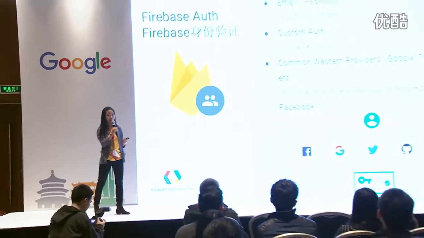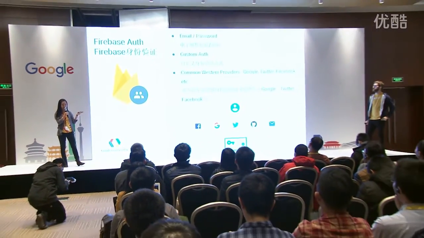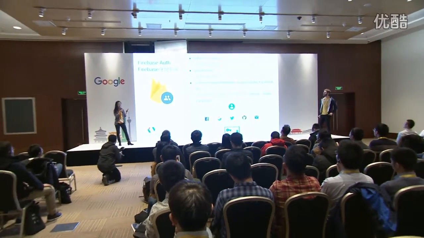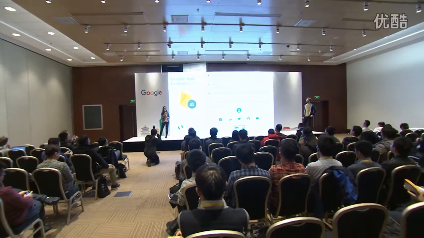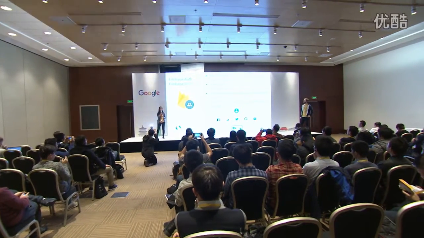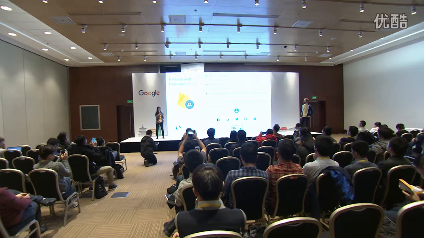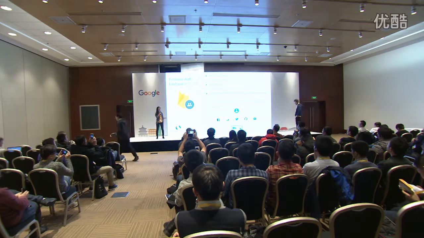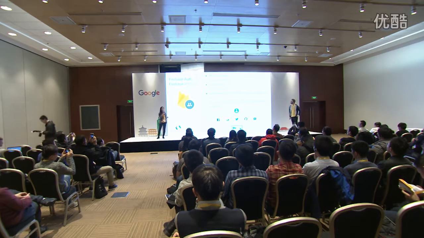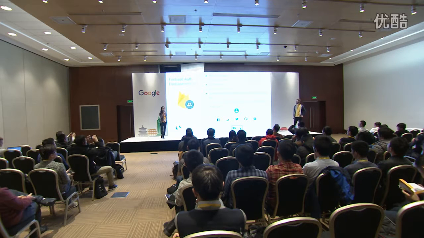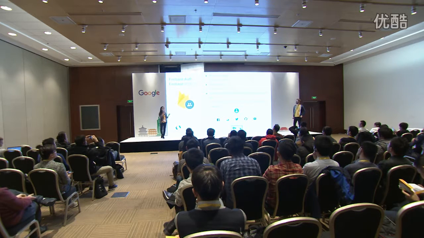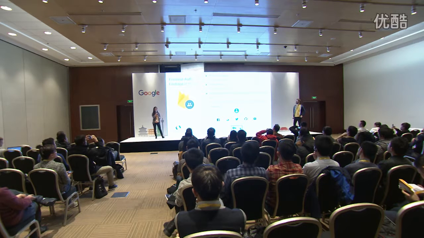So the things that we support is first, email and password authentication. Second, we can do custom authentication. So this is if you want to use something like a phone number plus password authentication, you can build that integration yourself. Or if you want to use a provider we don't currently work with, such as WeChat or QQ, for people to be able to sign in using those credentials.